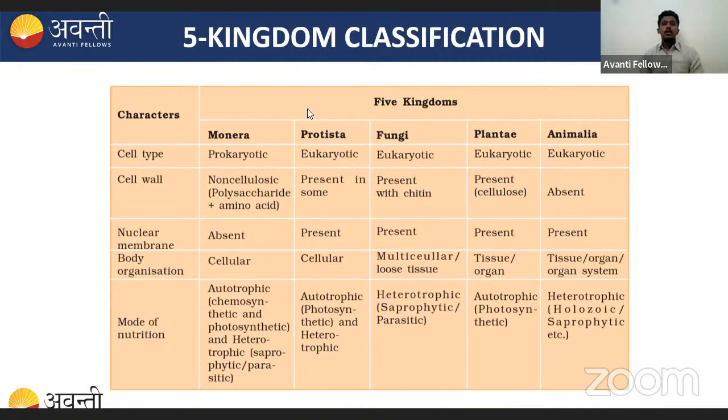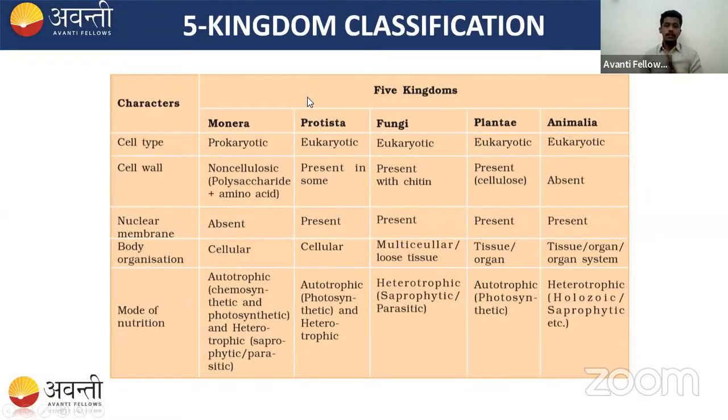Anyways, so on what basis did Whitaker classify the organisms? First one, look at this. These are very important because there can be a question: Whitaker's classification system was based on what criteria? So his criteria were basically first cell type, and then the composition of the cell wall. Next came the nuclear membrane, body organization, and mode of nutrition.